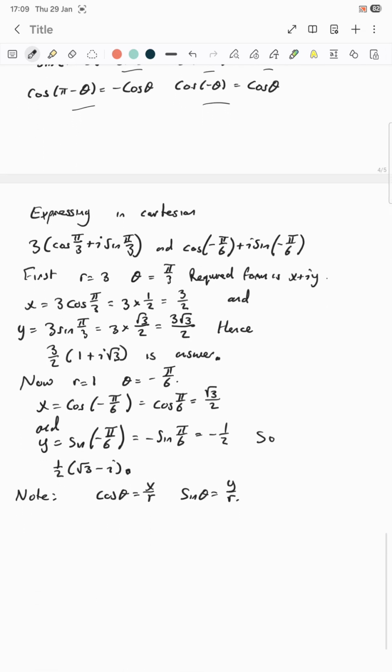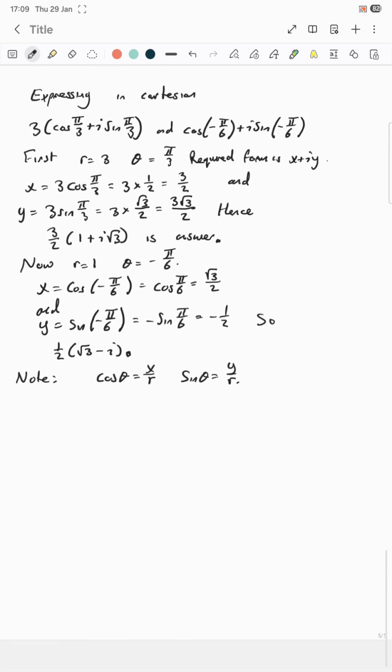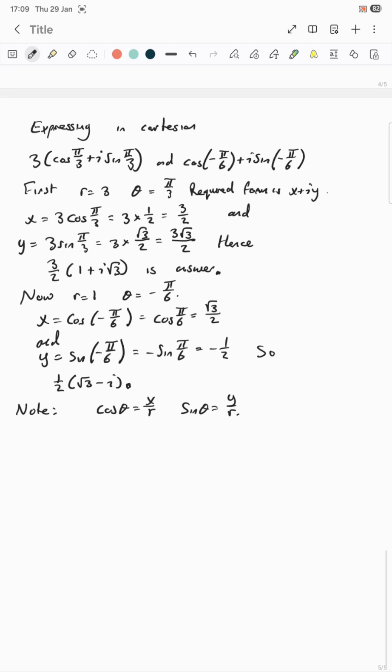Now again, expressing these in Cartesian, we have 3 times cosine of pi over 3 plus I sine of pi over 3, and cosine of minus pi over 6 plus I sine of minus pi over 6. Now first, for r equals 3, theta equals pi over 3, the required form is X plus IY. So plugging in these values, for X we get 3 halves, and for Y we get this. Hence, expressing this in our complex form in Cartesian is this.